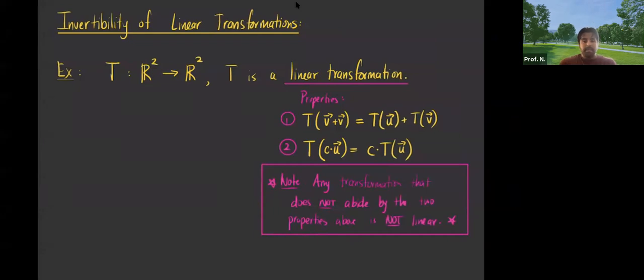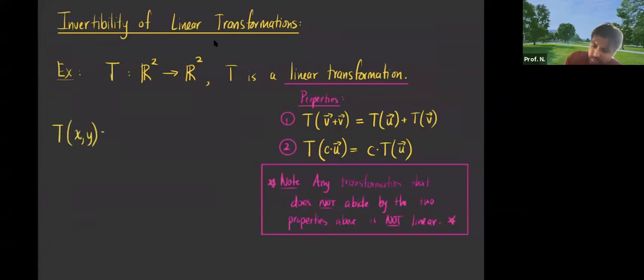Does that make sense? So not all transformations are linear. Linear transformations have these two properties that are true. If you don't have these two properties, then it's not linear. If both of them are true, then it is linear. So I'll give you an example.